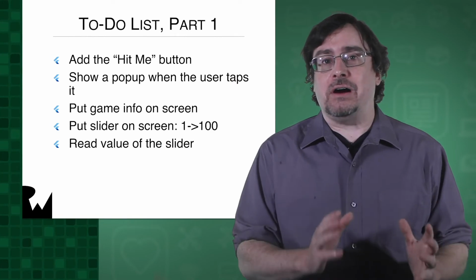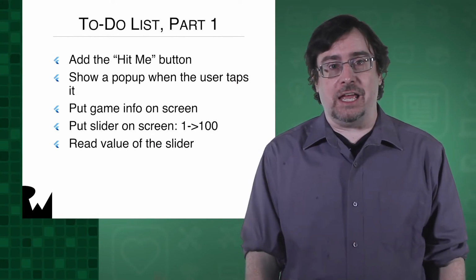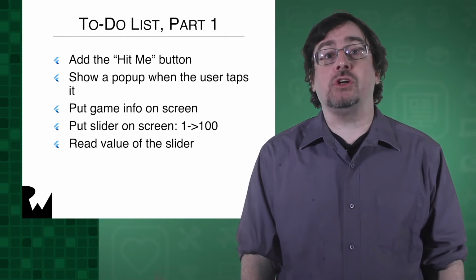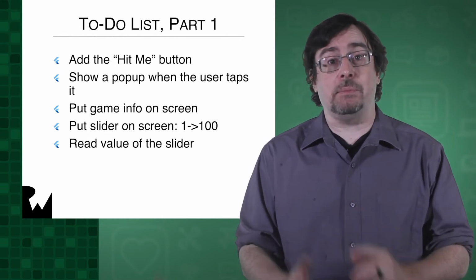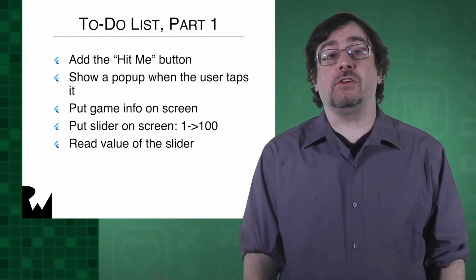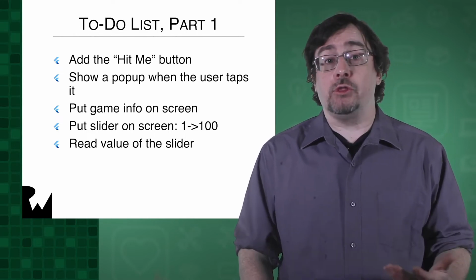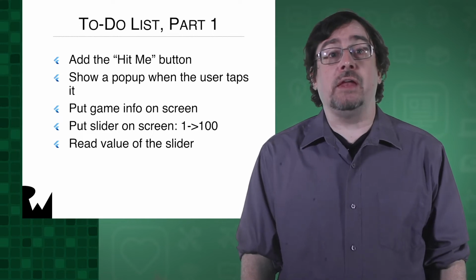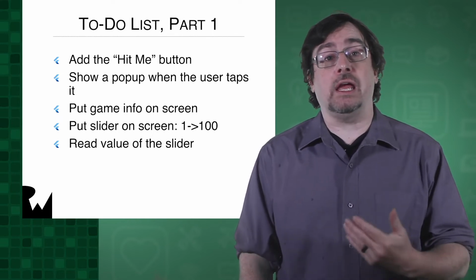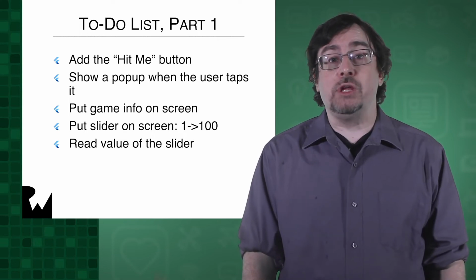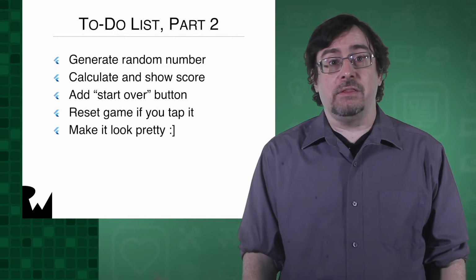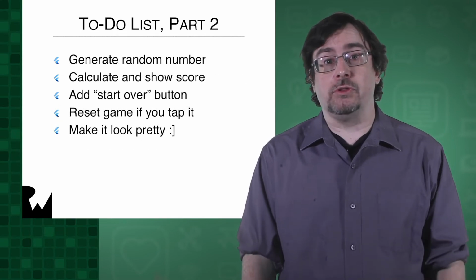So here are a list of task items that I came up with. First, we'll add a Hit Me button to the screen. Then we'll show a pop-up when the user taps that button. After that, we'll put some game info on the screen, such as the current score and what the current round number is. Then we'll put a slider on the screen and make it go between the values of 1 and 100. Finally, we'll read the value of the slider after the user taps the Hit Me button. That's actually the approach we'll do in the course.